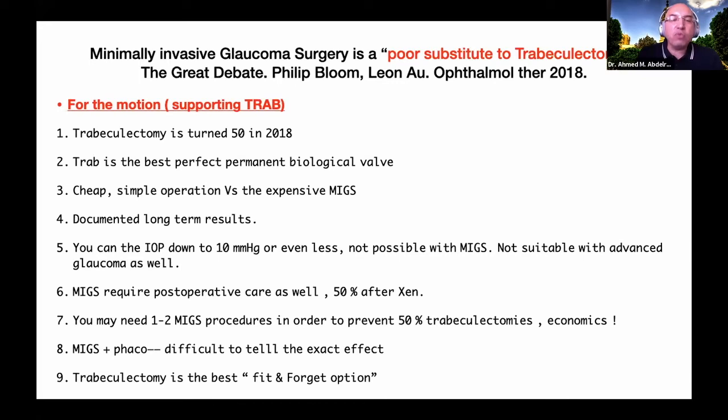For the motion supporting that MIGS are a poor substitute for trabeculectomy, the following are the points. Trabeculectomy turned 50 in 2018, so I'm slightly older than the birth date of trabeculectomy. And trabeculectomy is the best performed biological valve, cheap, and the long-term results are really documented. And it is the only procedure which can get the pressure down to 10 or even less.